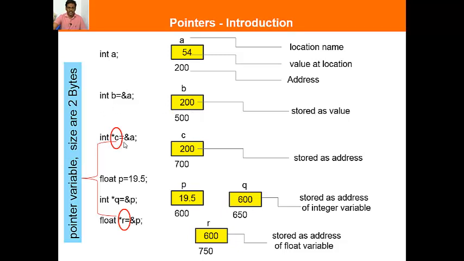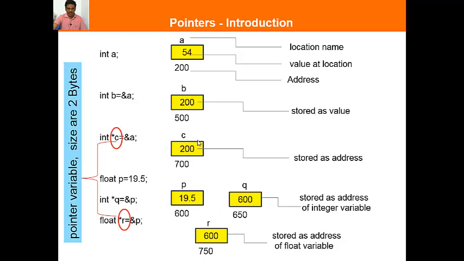In this case, int *c = &a. That *c is a pointer variable. At the time of declaration, if you put a star before the variable, that variable is a pointer variable. So c is a pointer variable equal to &a. If we assign the address of a to an ordinary variable, that ordinary variable stores only values. So when we try to assign an address, it is converted into a value, and all the characteristics of pointers are removed. But in this case, c is a pointer variable.